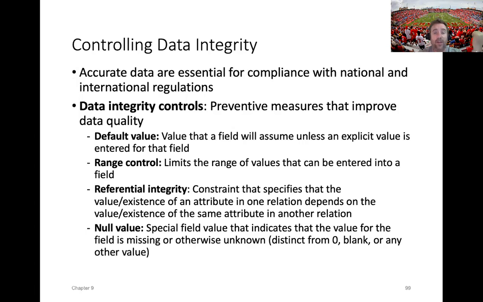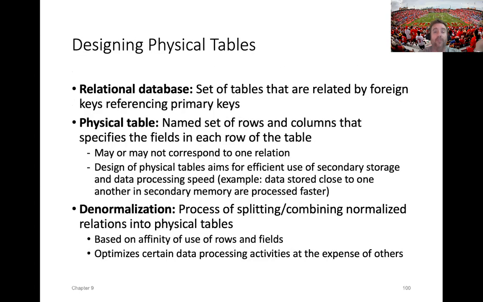What other data integrity controls can we have? We can have default values. We can put in our range control, our domain, our property value set. We can have referential integrity. We see a referential integrity constraint in relation to our foreign keys. This is a constraint that specifies that the existence of a value of an attribute in one relation depends on the existence of the same attribute value in another relation. That's our foreign keys. And then a null value: we say whether we allow null values or not.